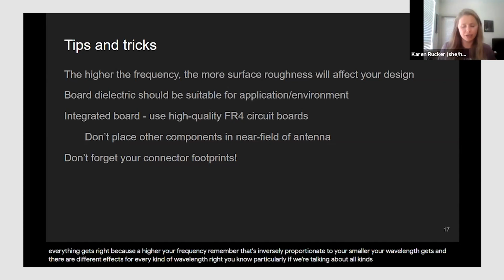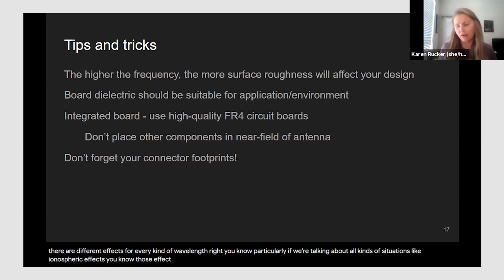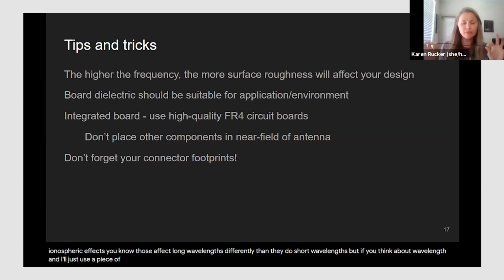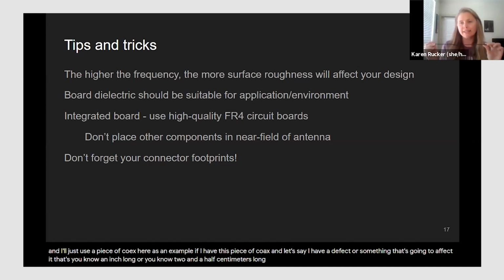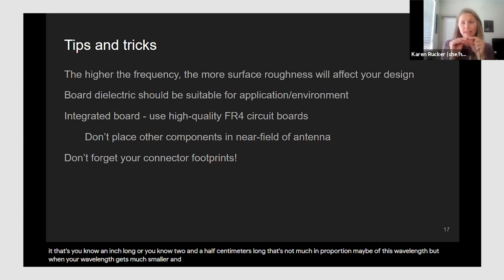Particularly if we're talking about situations like ionospheric effects, those affect long wavelengths differently than they do short wavelengths. But if you think about a wavelength, and I'll just use a piece of coax here as an example, if I have this piece of coax, and let's say I have a defect or something that's going to affect it that's an inch long, or 2.5 centimeters long, that's not much in proportion maybe of this wavelength. But when your wavelength gets smaller and smaller and smaller, it doesn't have to be much to have an effect, right? Because it's taking up a proportion of that wavelength, right?